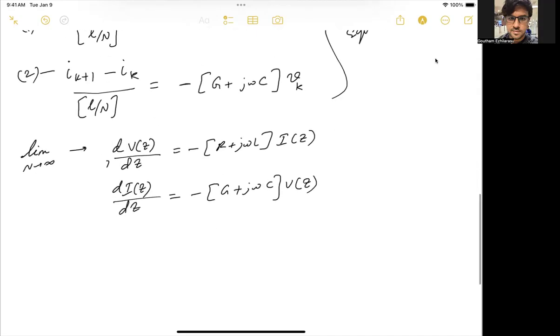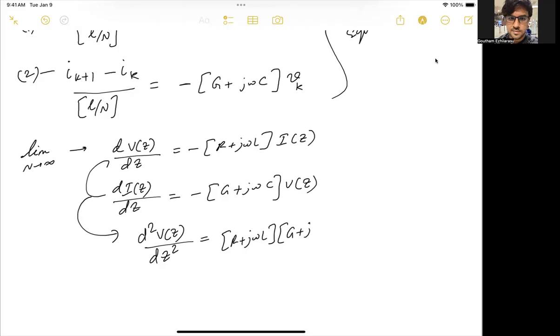And so now you can combine these two equations and say that d square V of z with respect to dz square is equal to (R plus j omega L) times (G plus j omega C) times V of z. This can be treated as gamma square, and this essentially becomes just the wave equation. This is the wave equation, or the telegraph equation in the continuum case when N tends to infinity.